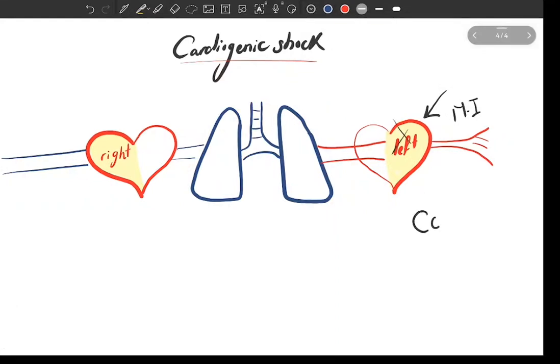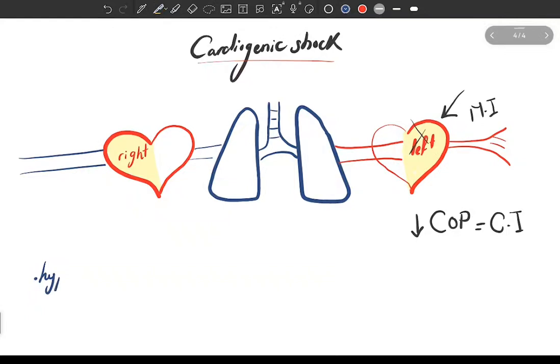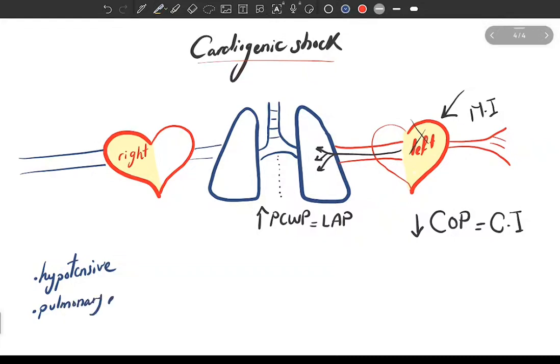Another name for cardiac output is cardiac index. You could find this on your choices. And so, the cardiac output drops, the cardiac index drops, and the patient becomes hypotensive. But the blood doesn't just disappear, right? It backs up into the lungs, causing an increase in the PCWP, also known as the left atrial pressure. This is going to clinically show up on the patient as pulmonary edema, crackles, and severe dyspnea.